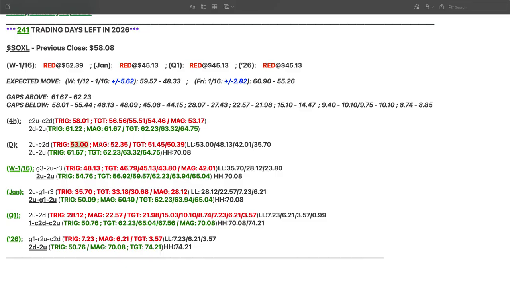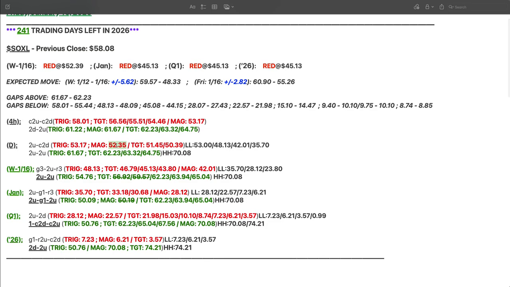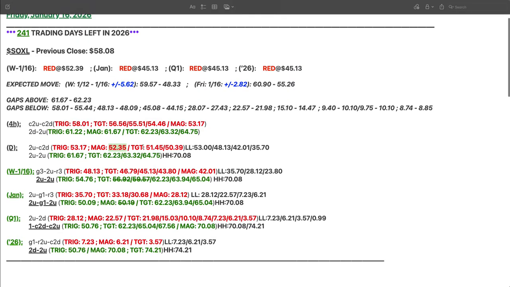Obviously, sorry, that should be 53.17. I don't know why I put 53 flat. Right, the magnitude of the 4-hour move is the kickoff of the daily move. So triggering at 53.17, magnitude being 52.35. If we get really pushing to the downside, we've got these extended targets out here as well.